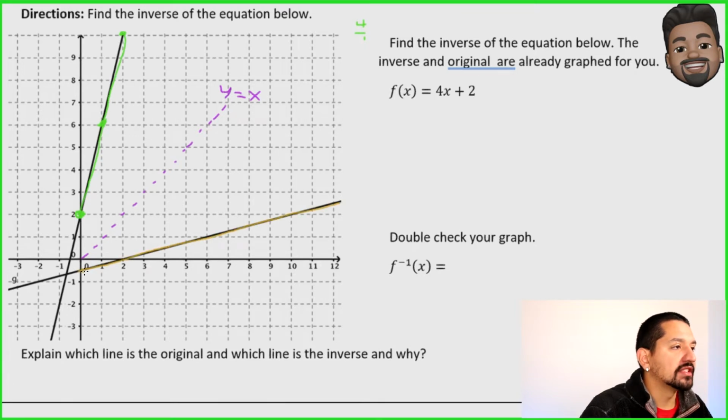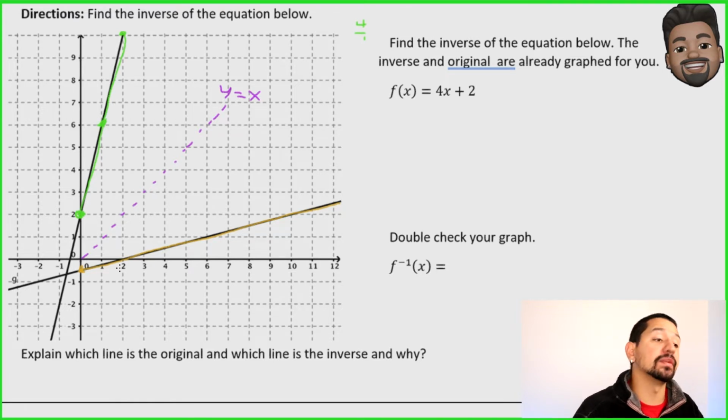Now, if you look, the y-intercept looks to be half, 0.5. So obviously a little bit tough, right? So we need to go ahead and find it and see if we can then determine what it is. So find the inverse of the equation below. So let's now bring it up a notch. How do we go about doing this?